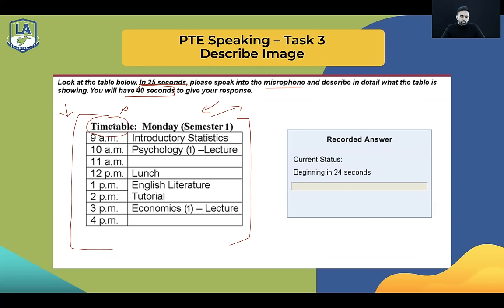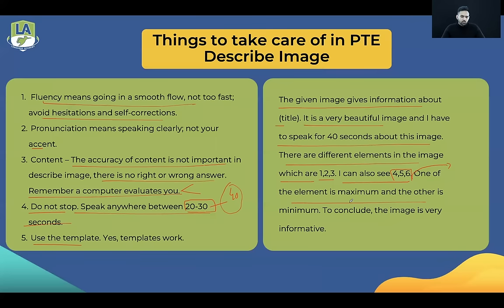It is a very beautiful image and I have to speak for 40 seconds about this image. There are different elements in the image, which are 9, 10, 11. I can see statistics, lecture, and psychology. I can see Monday, semester 1, and tutorial. One of the element is maximum, the other one is minimum. To conclude, the image is very informative.